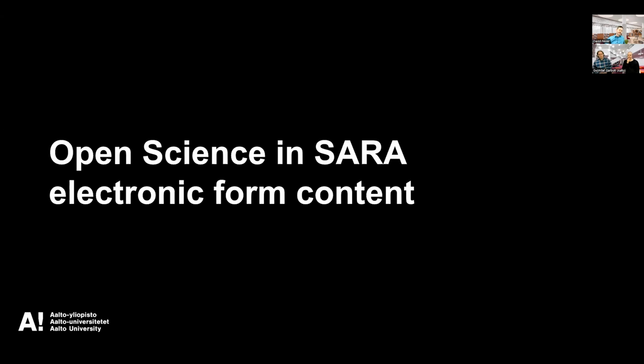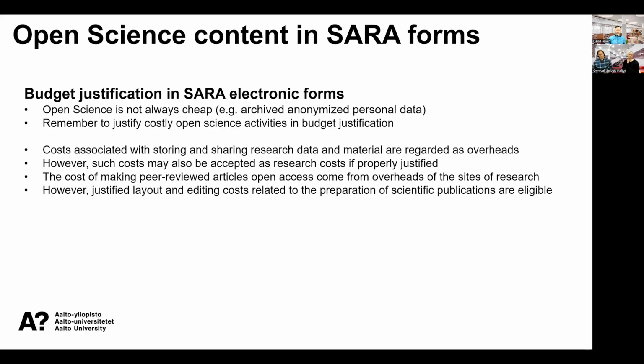Okay, so that was open science practices and where to describe them in the research plan. However, applicants are also expected to complete electronic forms on the online services. And there are multiple places where open science practices could be relevant. For example, in your budget justifications. Open science is not necessarily cheap to do for everyone. For example, archived anonymized personal data is costly and time-consuming, and you could budget for that.